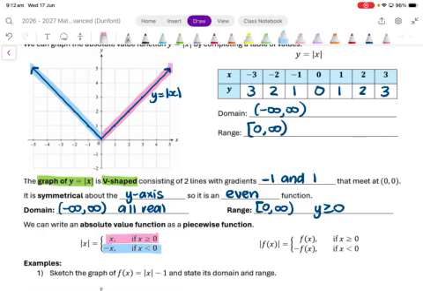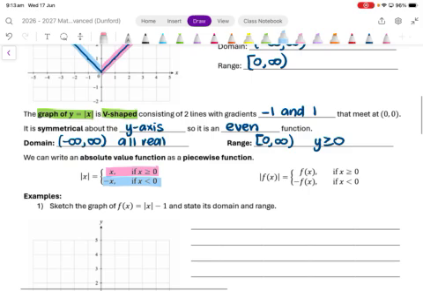Okay, so we can always break our graph up into our two pieces for our absolute value function to get our piecewise function. We also have the absolute value of f(x) is equal to f(x) if f(x) is greater than 0 and -f(x) if f(x) is less than 0.